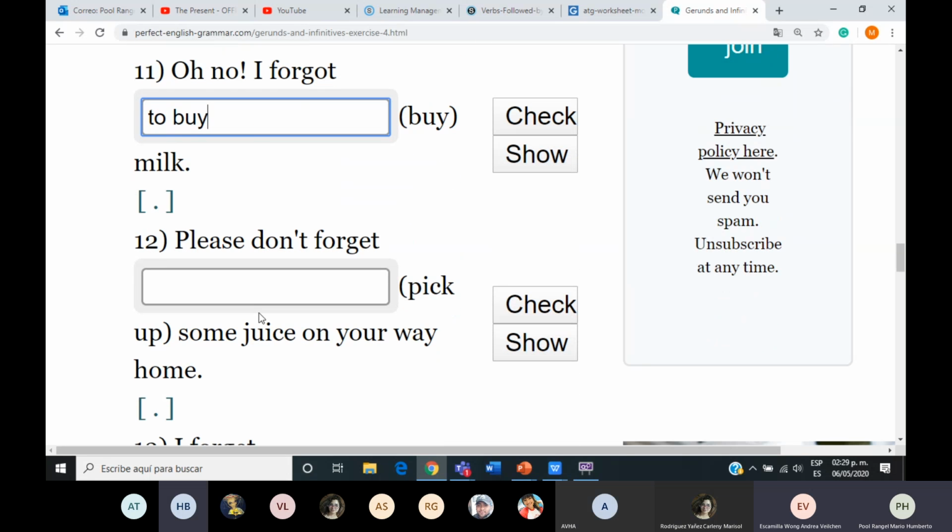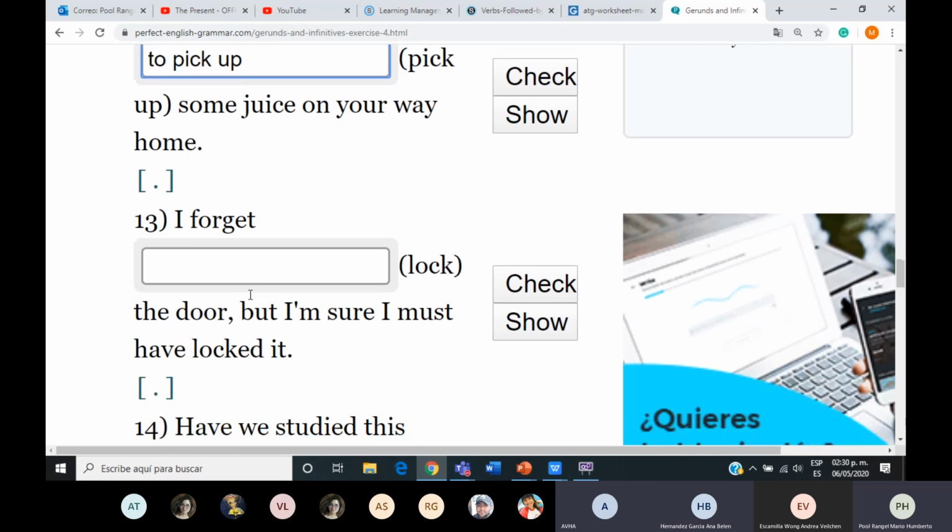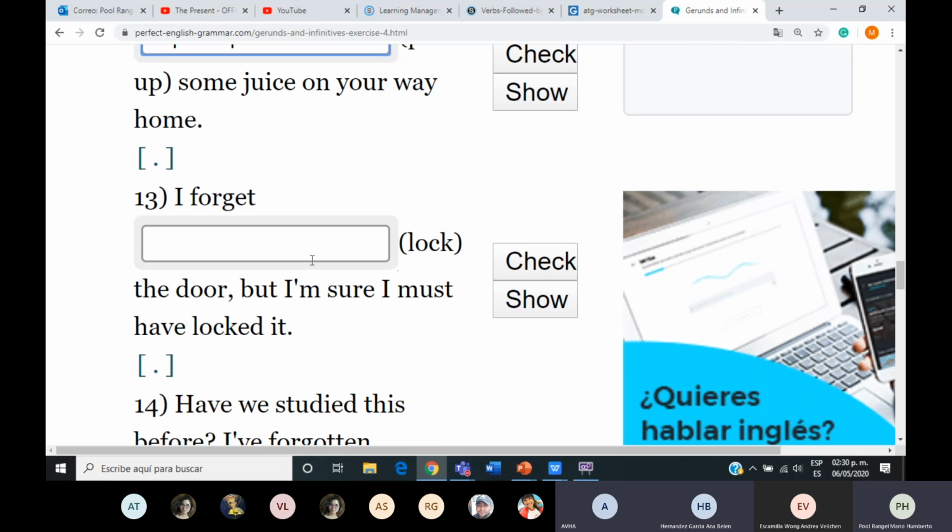Please don't forget pick up some juice on your way home. To pick up. Please don't forget to pick up some juice on your way home. Okay. I forget lock the door, but I'm sure I must have locked it. Locking. Looking.